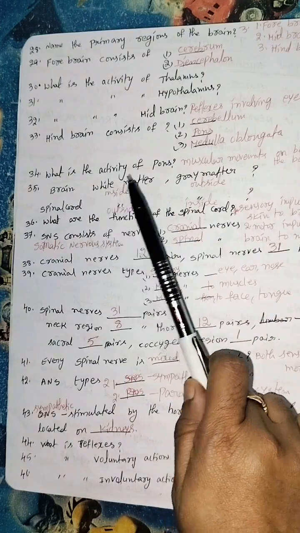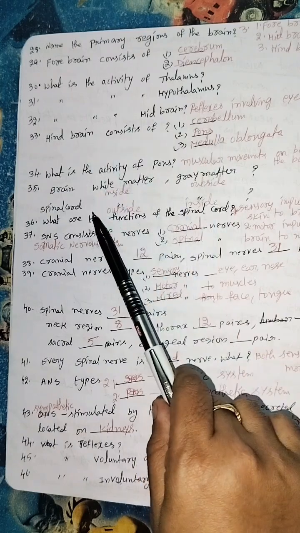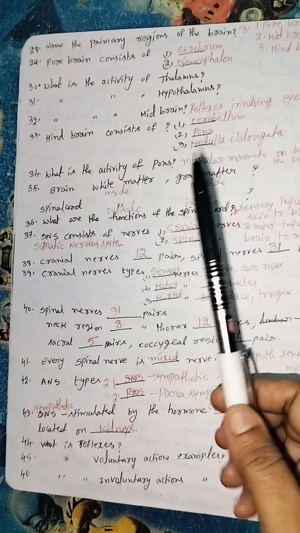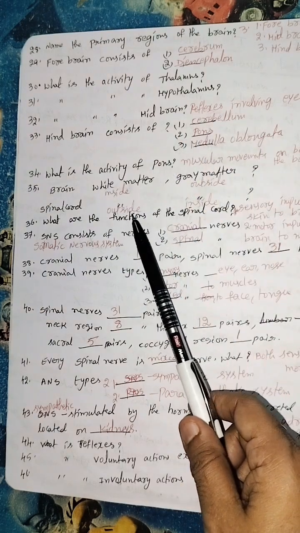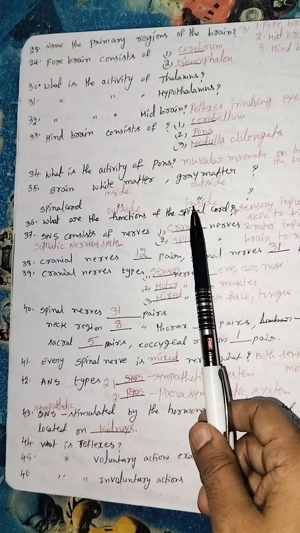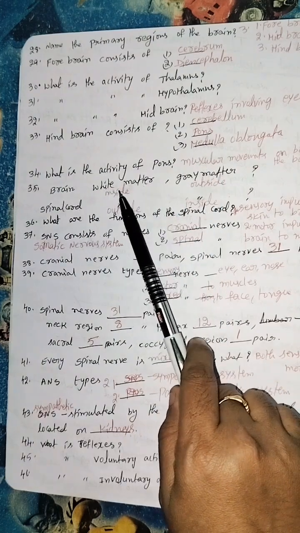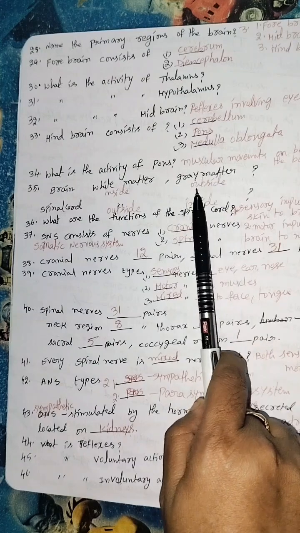Next, brain white matter, gray matter, and spinal cord white matter, gray matter. Here the brain has white matter inside and gray matter outside. The spinal cord is opposite: white matter outside, gray matter inside. So in the brain, white matter inside, gray matter outside.